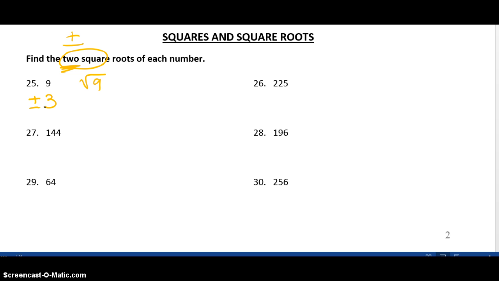For 26, the two roots for 225 are positive and negative 15. 27, positive and negative 12. 28, positive and negative 14. 64, positive negative 8. And last but not least, 256, positive and negative 16.